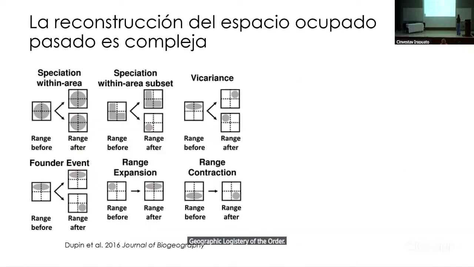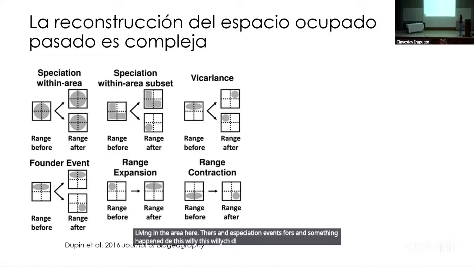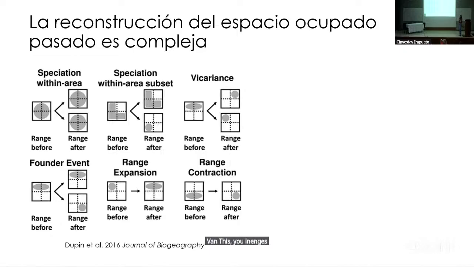Reconstructing the space occupied in the past is quite complicated, so we have some models to understand this in a probabilistic realm. For example, here we have a model of speciation within an area. Let's say there's a lineage living in this area. There's a speciation event, and this lineage diverged in two. But these two lineages occupy the same space, right? There's no change in space. The only thing that changed is that there are two lineages that come from one ancestor.